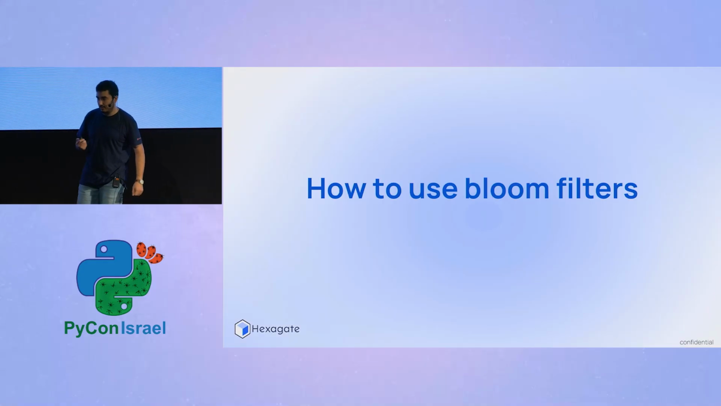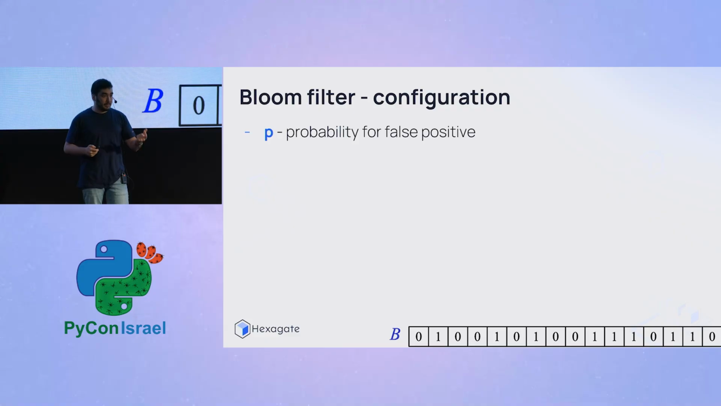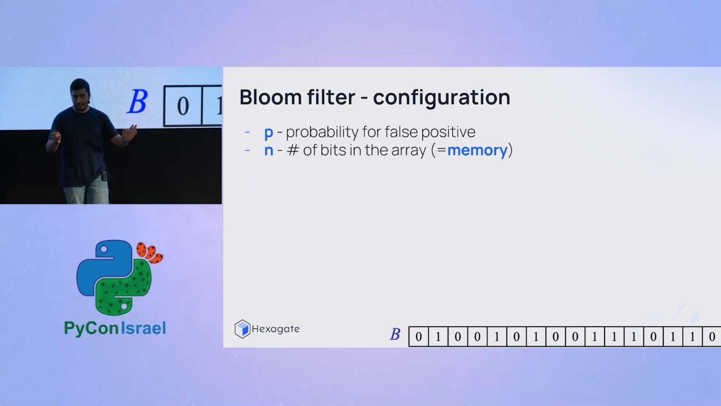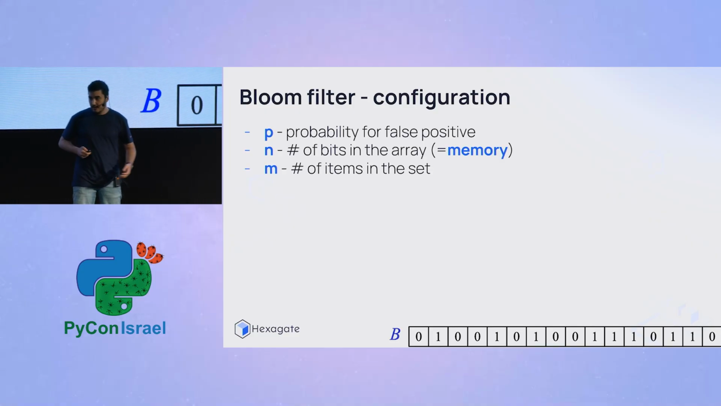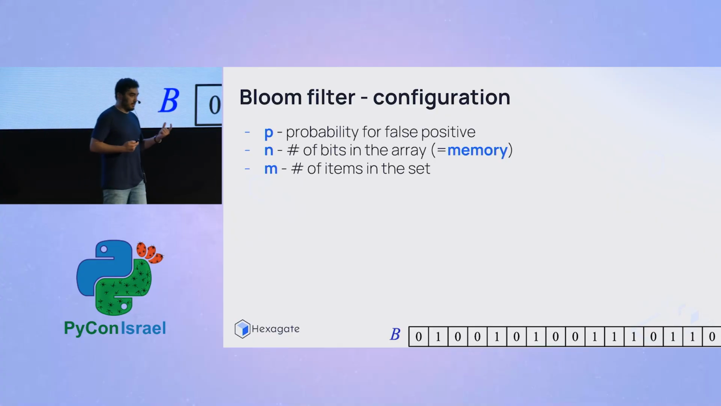Now, how to use Bloom filters? If you listened, we have a few constants we need to keep in mind. We have the probability for false positive. Of course, we want to keep it as low as possible. We have the number of bits in the array, which translates to our memory footprint. We have the number of items in the original set. Now, why do we need to keep this in mind?